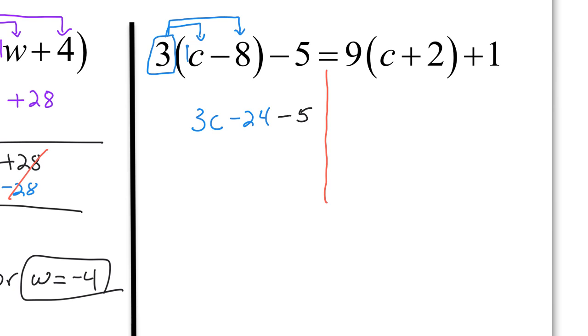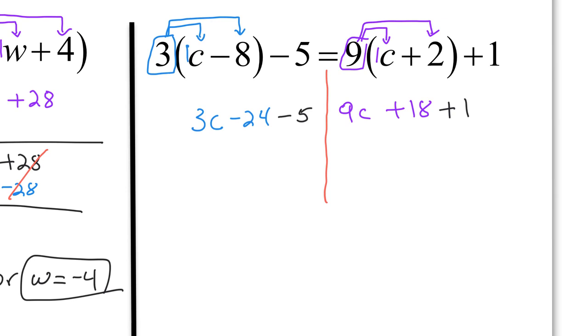On the other side, I'm going to multiply the 9 times the 1c right there. So that's going to be 9c. And the 9 times the positive 2, that's positive 18. And then you guys bring down the plus 1.